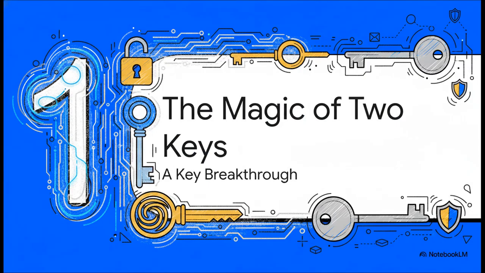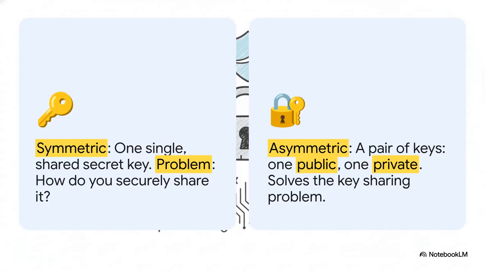Okay, let's get into the absolute foundational breakthrough that makes all of this possible. It really is like magic, the magic of having two keys. You see, for centuries, encryption was pretty straightforward. You had one secret key to lock something, and you used that same key to unlock it. We call that symmetric encryption. It's fast, it's efficient, but it has one giant glaring problem. How do you get the key to the other person securely? If you can get the key to them safely, you could have just sent the message that way.